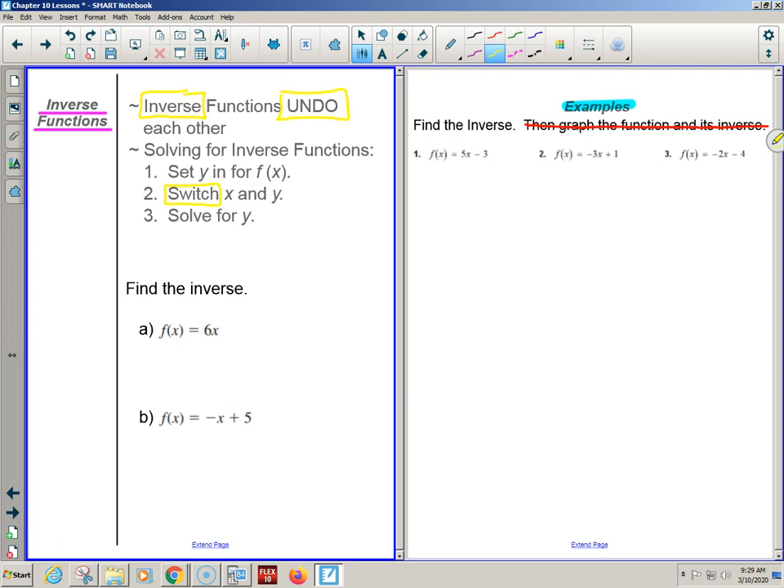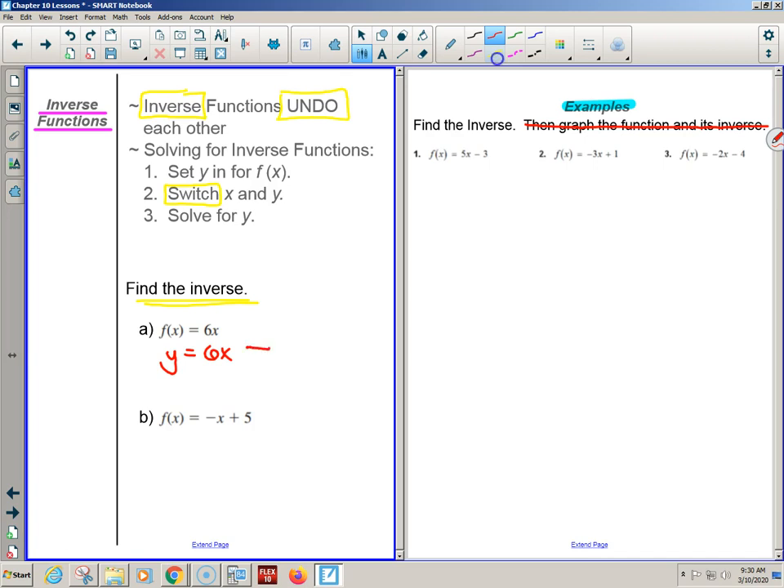Ready? Step 1 says, whenever you're given a problem that says find the inverse, do you see this right next to the steps? Yours is right next to you, mine's below for sake of seeing it simpler. The very first step is we are going to set y in for f of x. We're going to set y in for f of x.